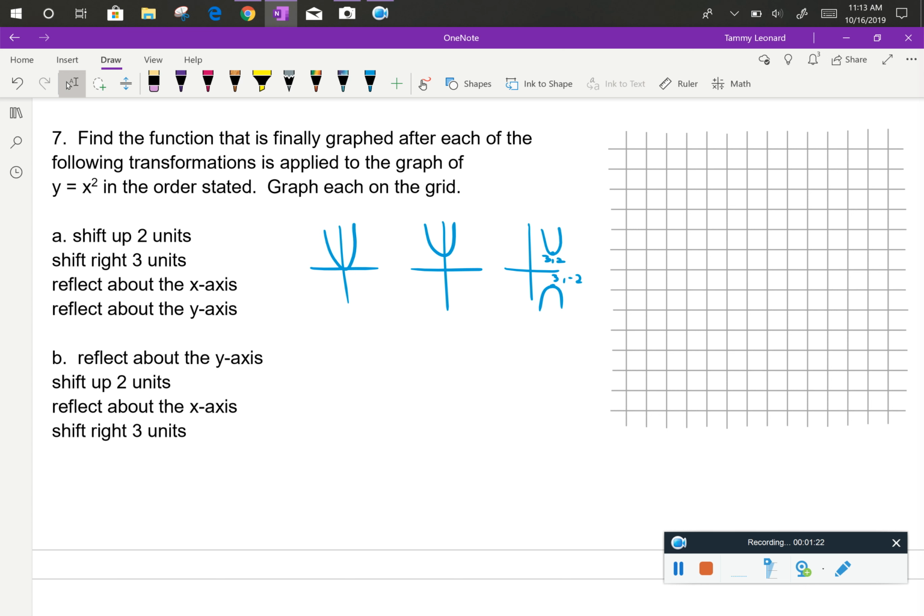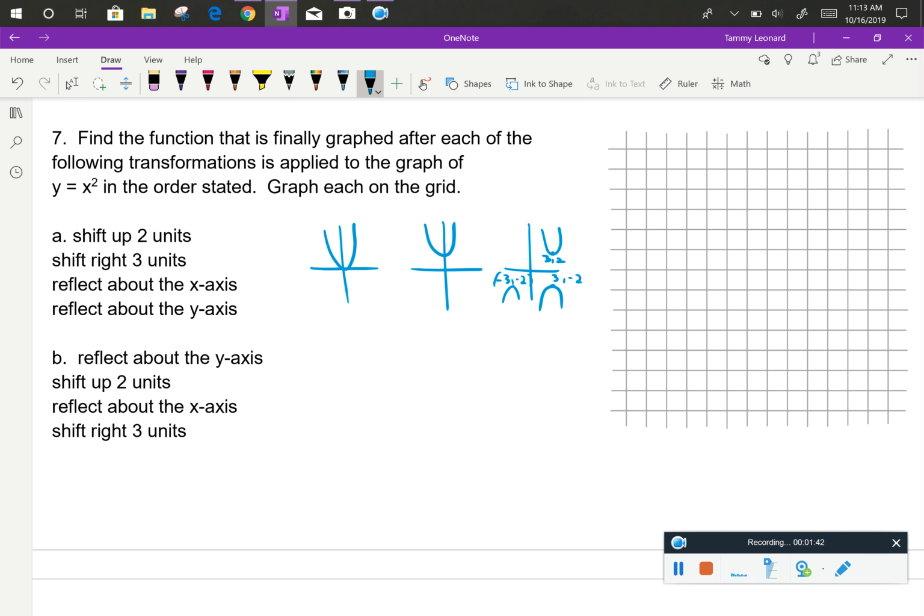Okay. Then it says to reflect about the y-axis, which is what I was trying to do next. Where do we end up if we reflect about the y-axis? -3, -2. So we're over here. Everybody okay? All right. So now that we've visually sketched that out, let's think about what that equation would have to be, right?